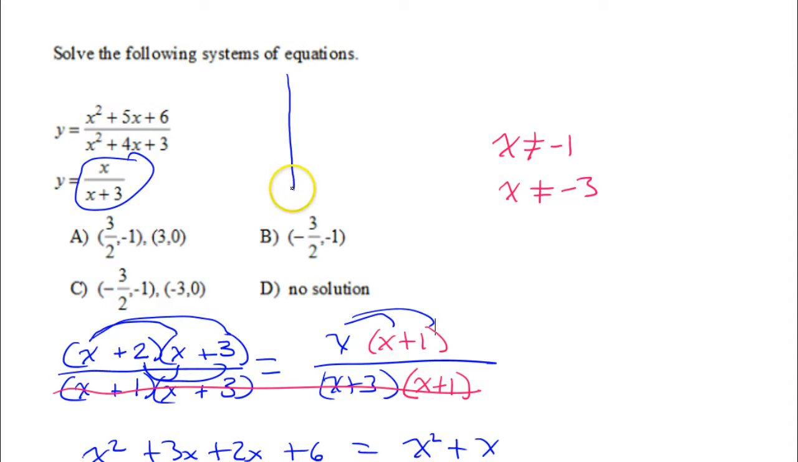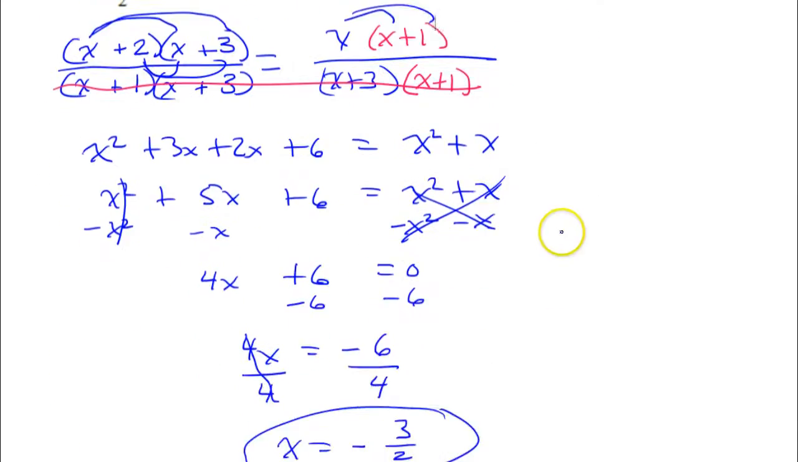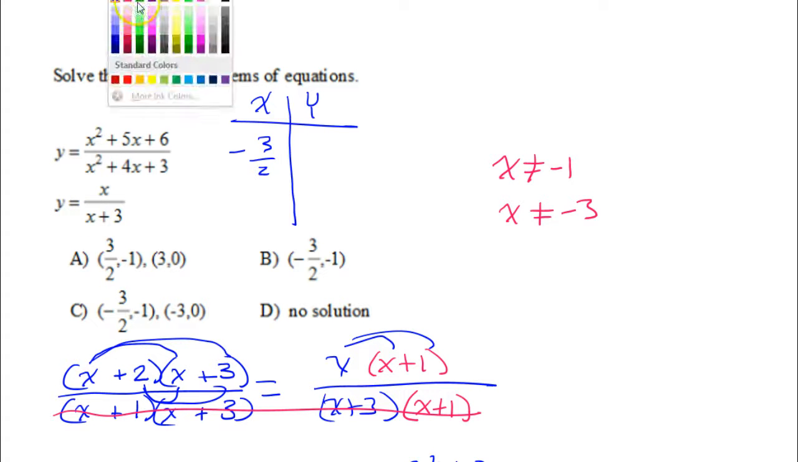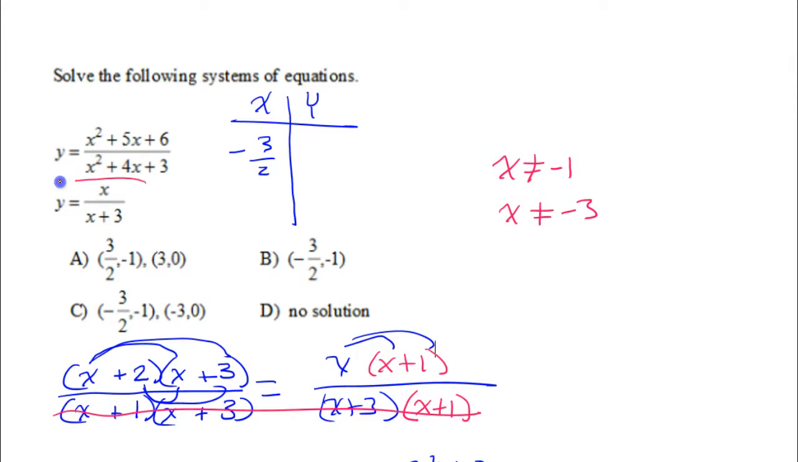This is a system of equations, and we started off with y equals this, y equals that. We have y values, not just x values. So we have our x value of negative 3 over 2. Is that what it was? Yeah. But we also need to find the y value. How will we get the y value? We will use one of these two equations. Now this one seems the simplest, so I'm going to use it. Y equals x over x plus 3.